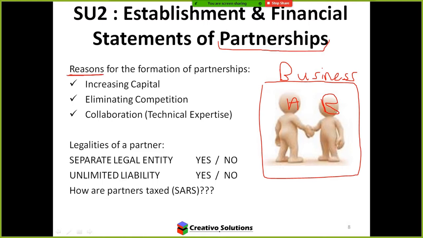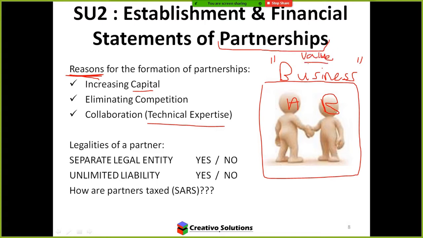So why would you want to do that? Well, in a relationship, in marriage, in business, it could be because you want to increase your capital. And capital doesn't always have to be monetary. It can also be skills, collaboration. Maybe A can do certain things, but B can't. Maybe B has more capital and A doesn't. So the point is, it's a combined effort. You're bringing 2 separate entities together in order to conduct business, in order to create more value.